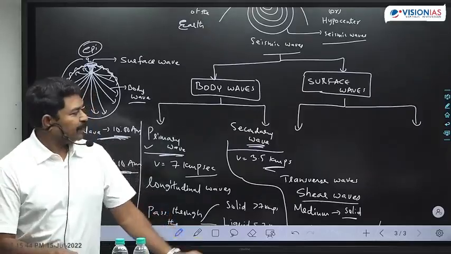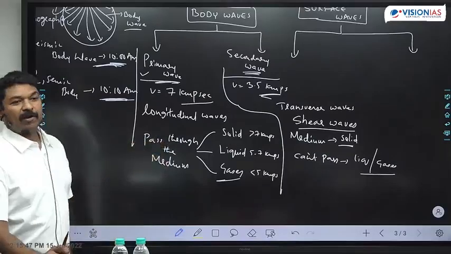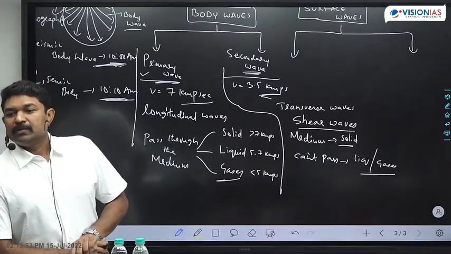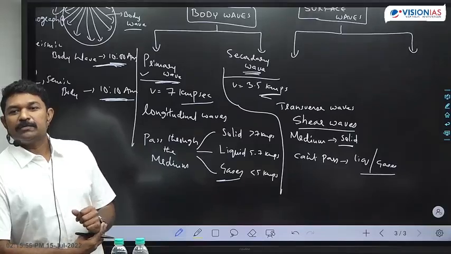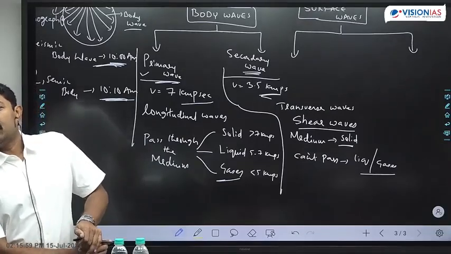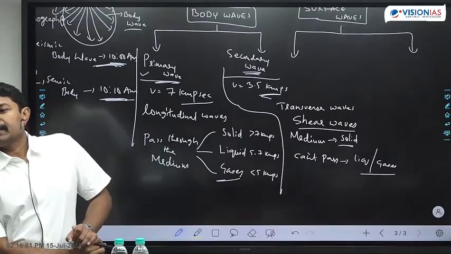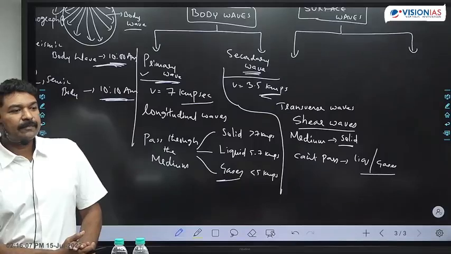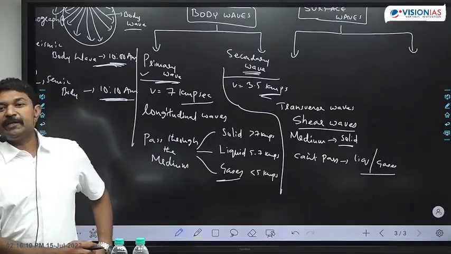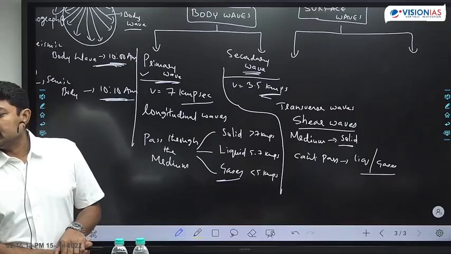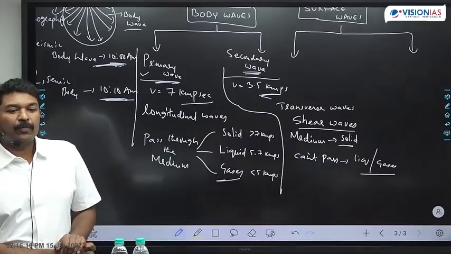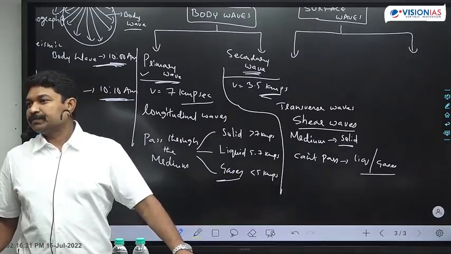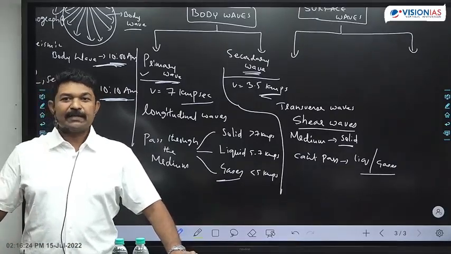Side-heading: primary wave. Primary waves have the greater velocity, 7 kilometers per second and more in the solids, and so they reach first on the other side of the globe.